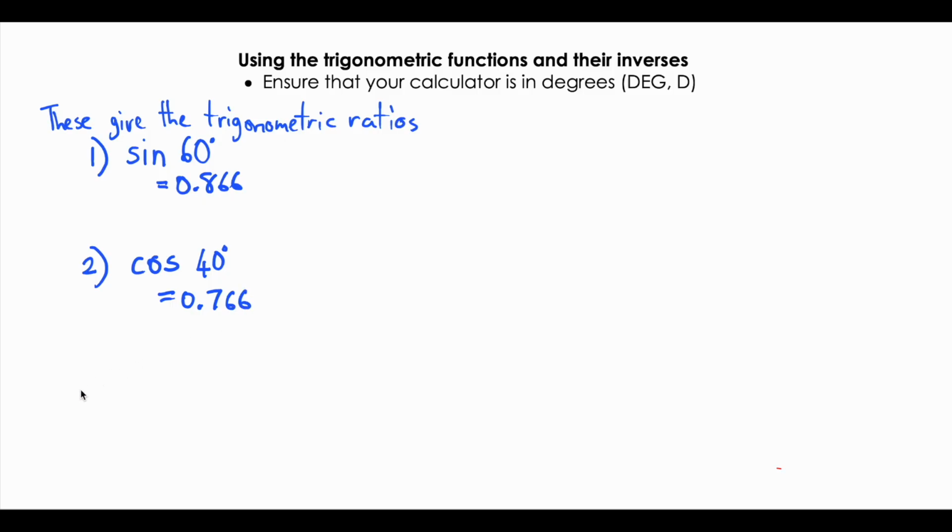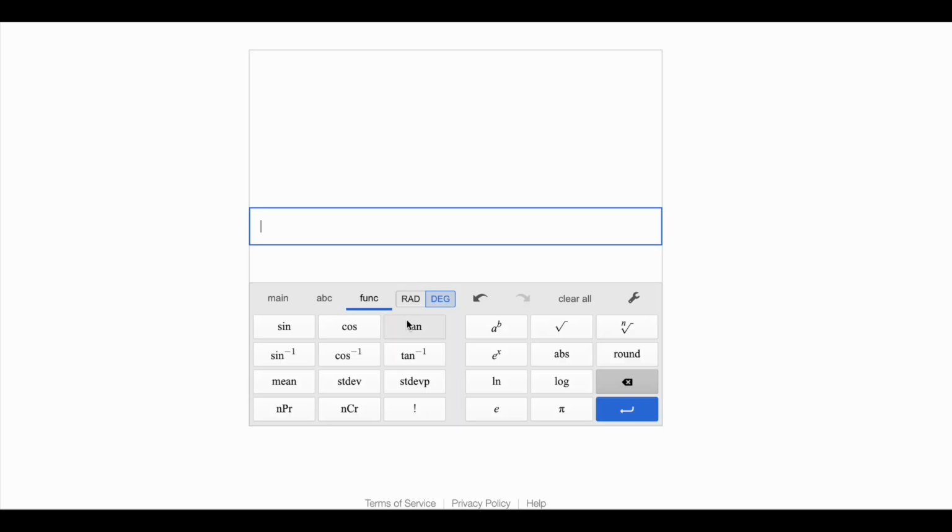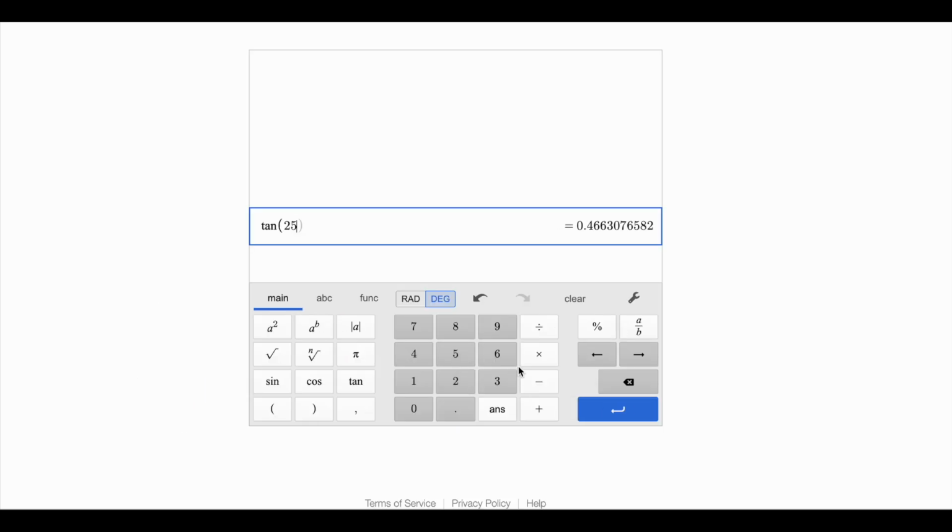So therefore, I would have here 0.766. So the third one, I want y'all to work out tan 25 degrees. Let's see what y'all get for that. So tan 25 is 0.466. This 3 is too small to raise this to a 7. In order to raise this to a 7, it needed to be 5 or more. So we have to keep 0.466.